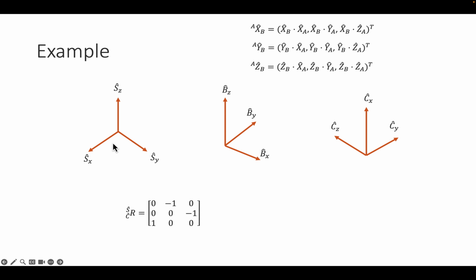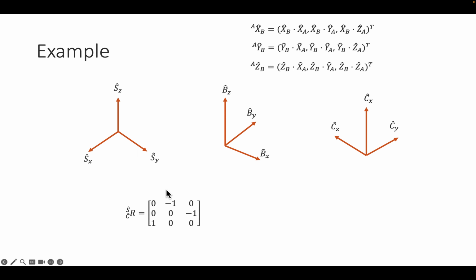The angle is 90 degrees, so cosine of 90 is 0. Now we do Cx on Sy. The angle is again 0, and we put down 90 degrees, so we put down a 0. Finally, we project Cx onto Sc. Now the angle is 0 degrees, and we put down the cosine of 0, which is 1.